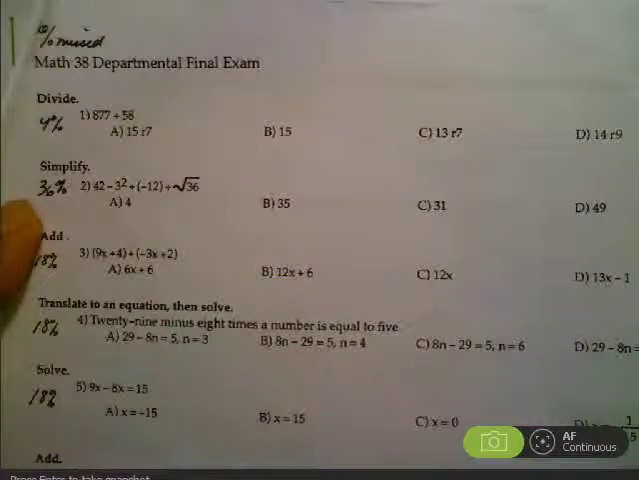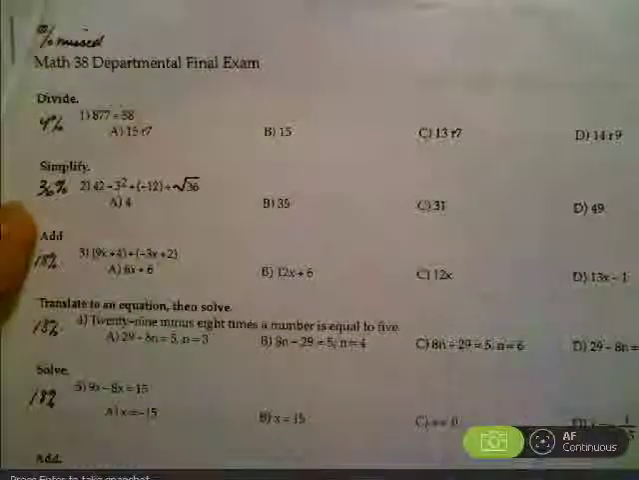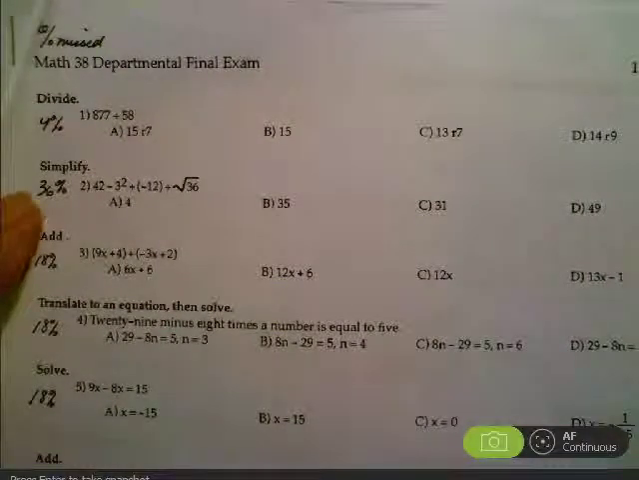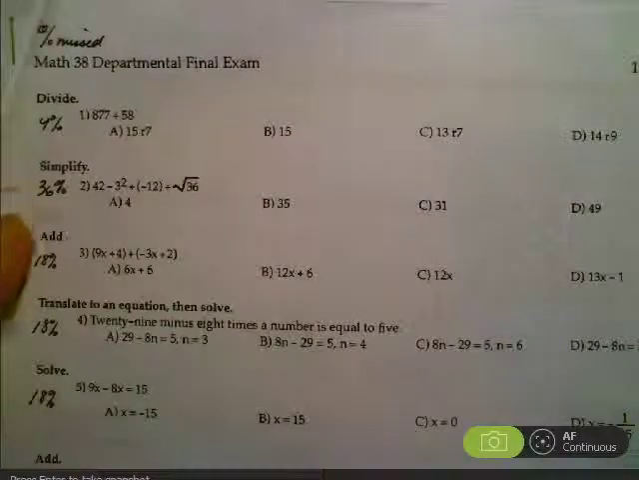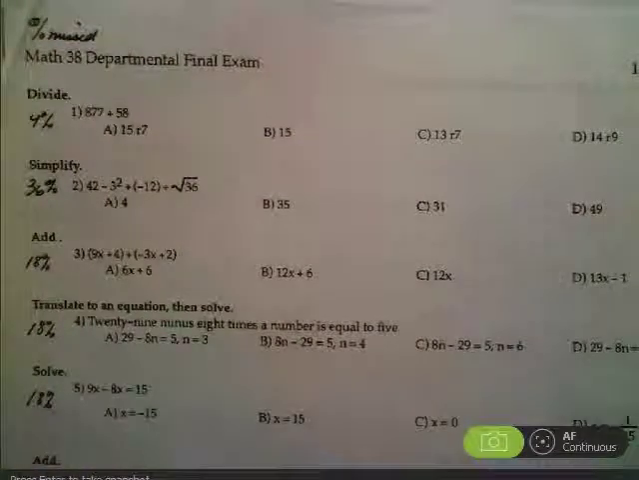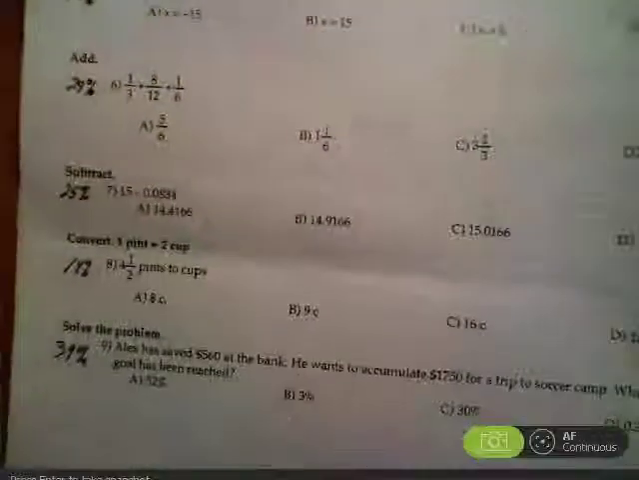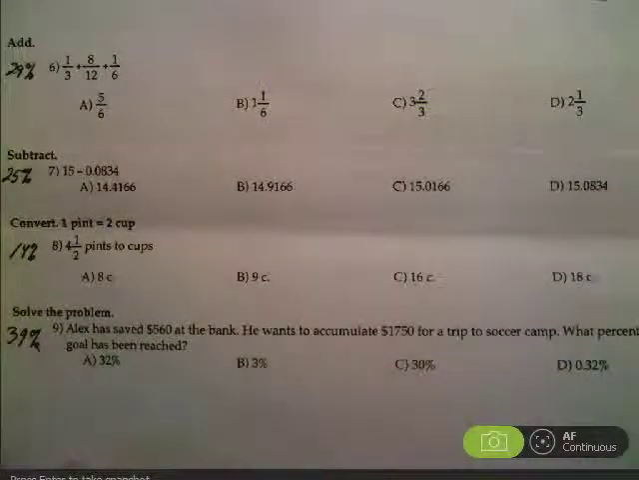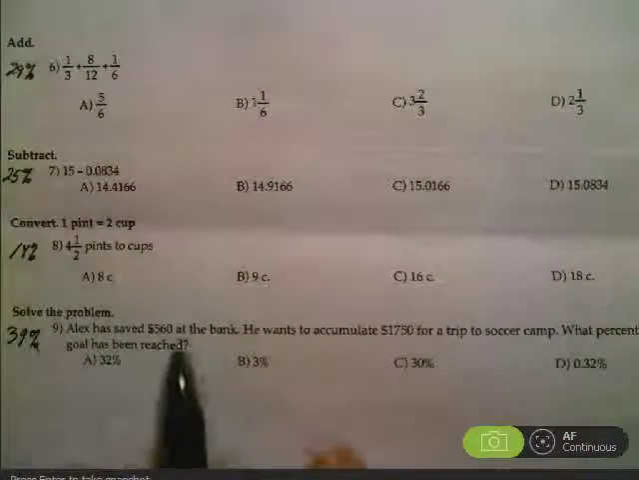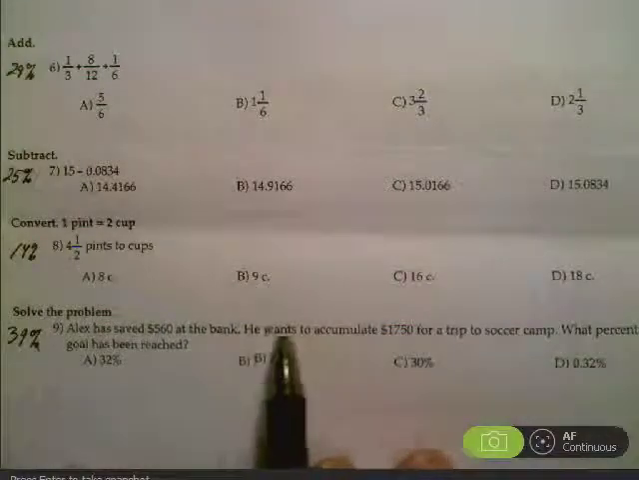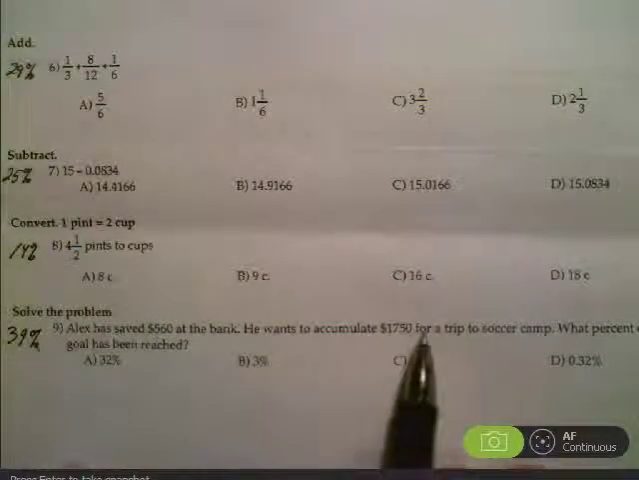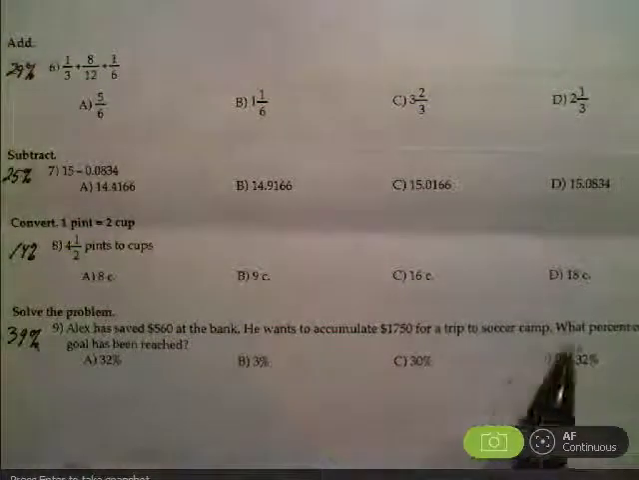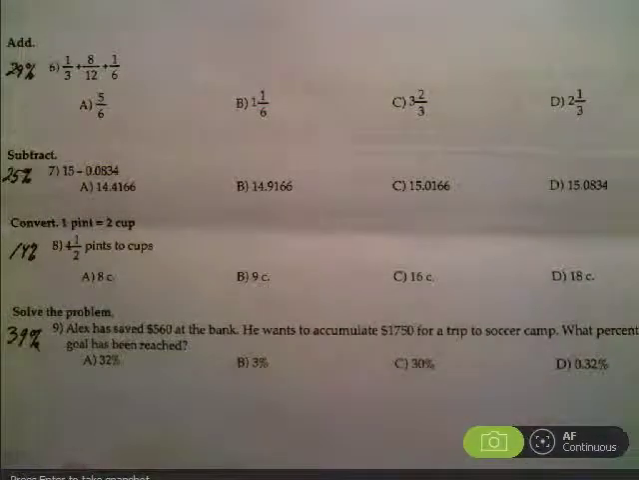It's a fairly easy problem, but be aware that a lot of people have trouble with this order of operations problem. Word problems, I find many students just guess on them, but let's look at this. Alex has saved $560, wants to accumulate $750. What percent of his goal has been reached?